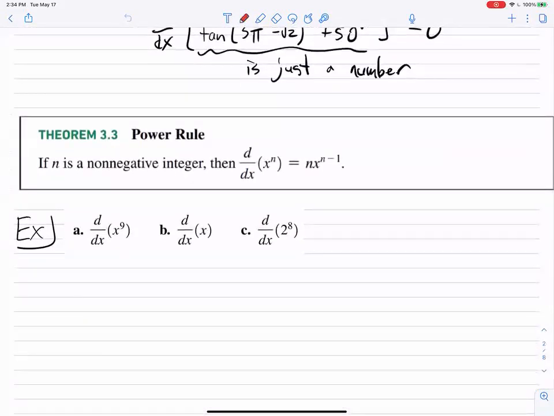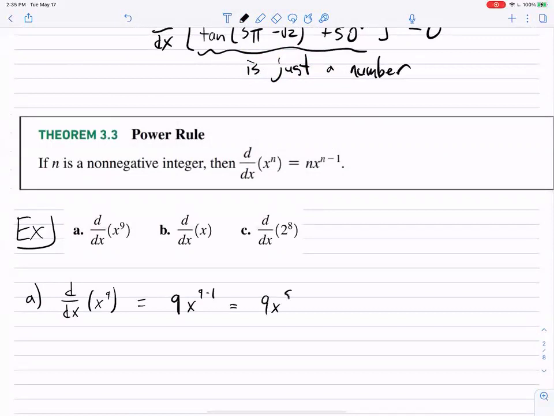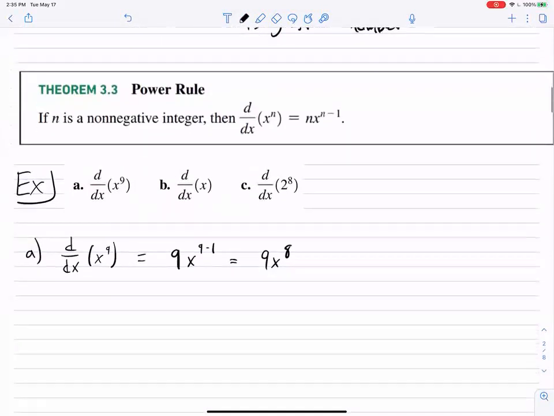So for a, I want to take the derivative d dx of x to the 9th. And so by the power rule, the 9 comes down, and it's 9x, and then to the 9 minus 1. And so this is 9x to the 8th power. And so that's the derivative of x to the 9th power.